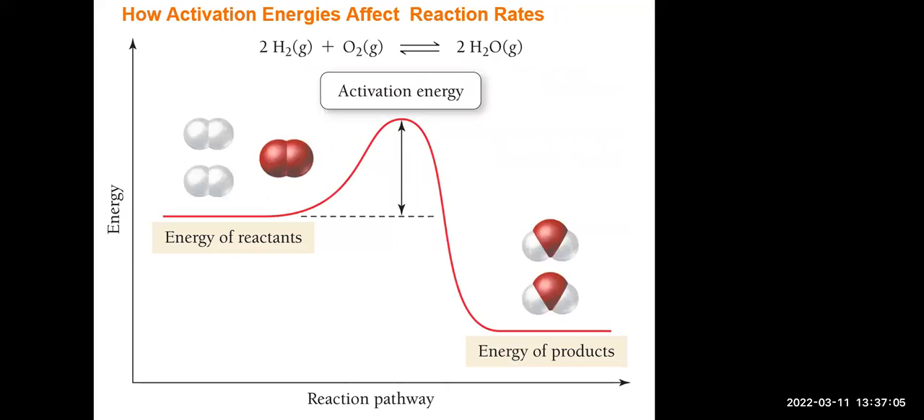Again, this picture shows you the energy diagram for a chemical reaction. So we have the vertical axis as the energy. We don't have an absolute unit, just relatively speaking.